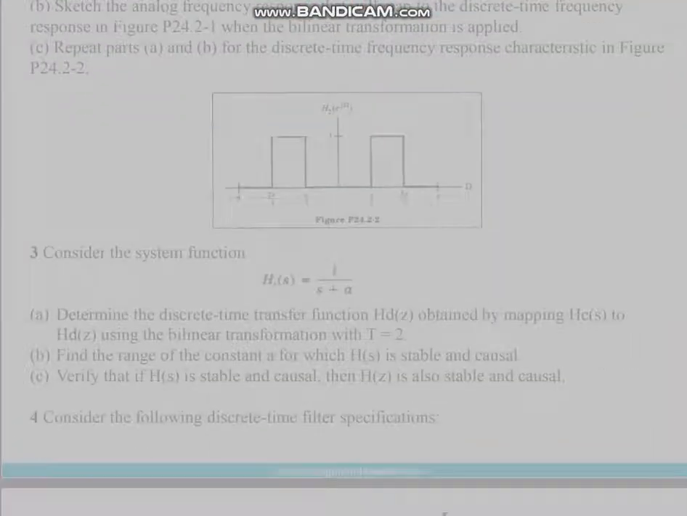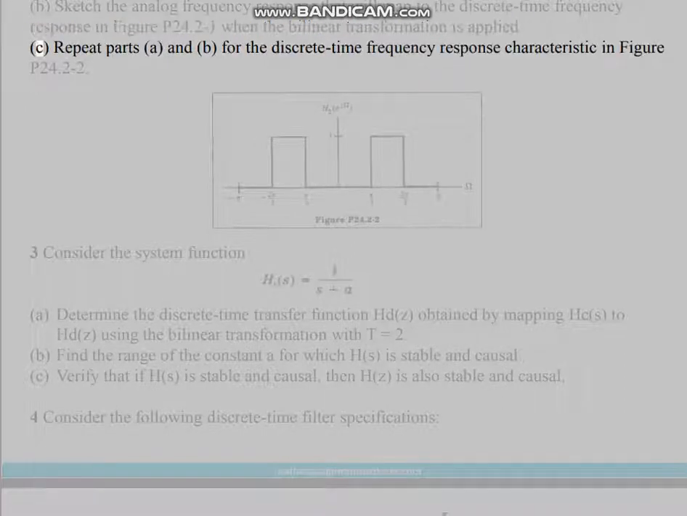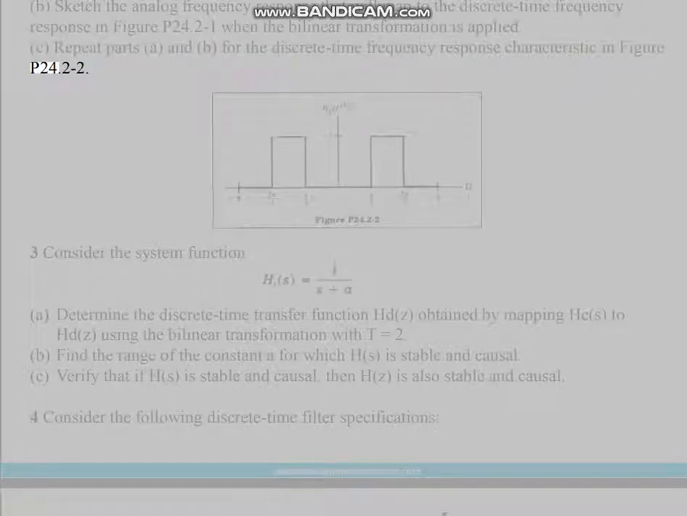B. Sketch the analog frequency response that will map to the discrete-time frequency response in figure P24.2-1 when the bilinear transformation is applied. C. Repeat parts A and B for the discrete-time frequency response characteristic in figure P24.2-2. 3. Consider the system function.